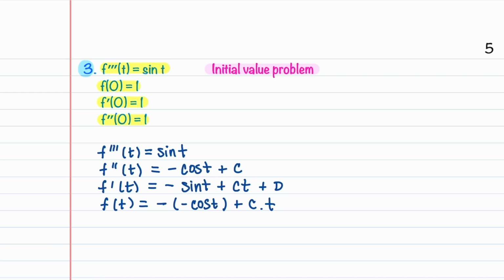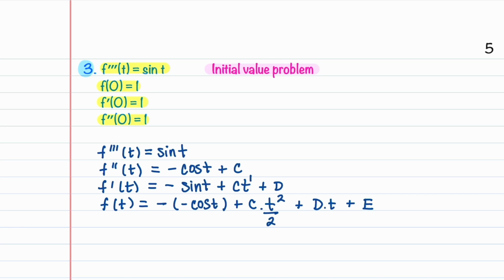Plus c. And then the antiderivative of t, we're going to add 1 to the exponent. Think of that as a 1. And then divide by that number. So that's dividing by 2. And then we have a d times t. And we have to add one more constant, and that is e.